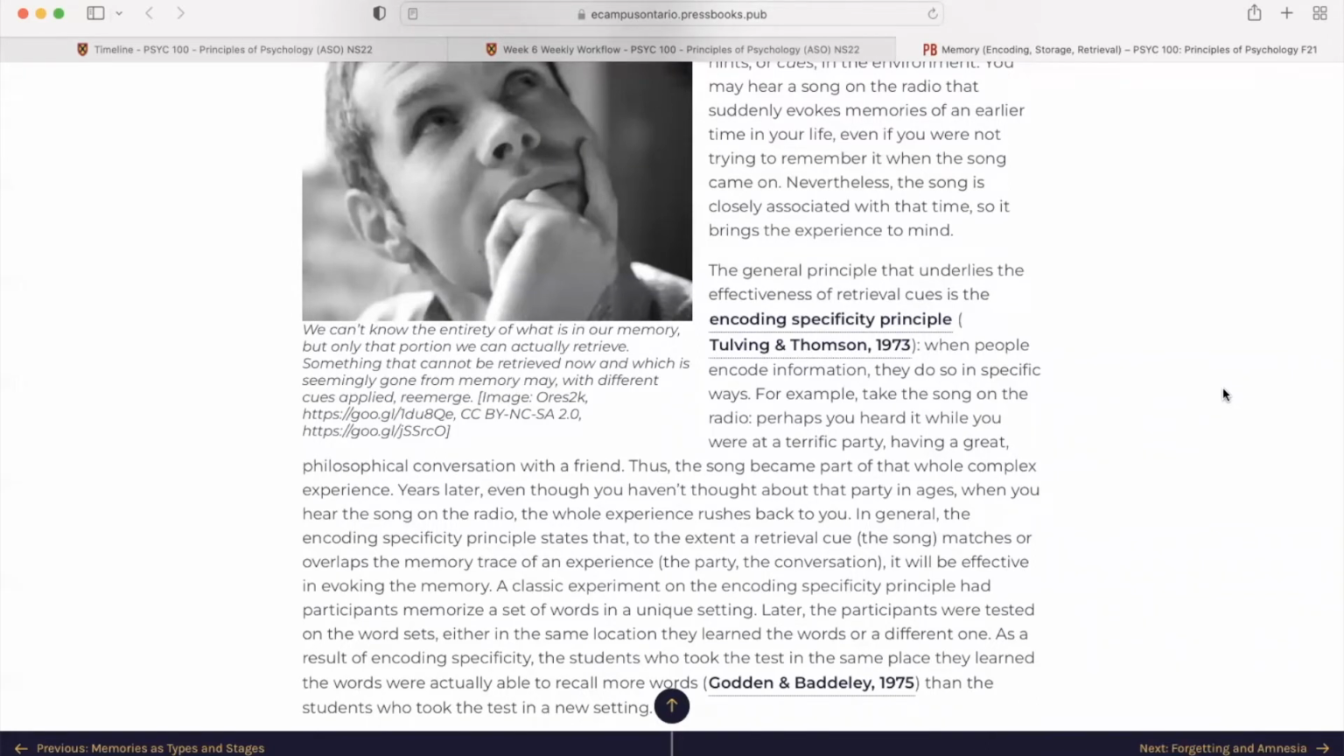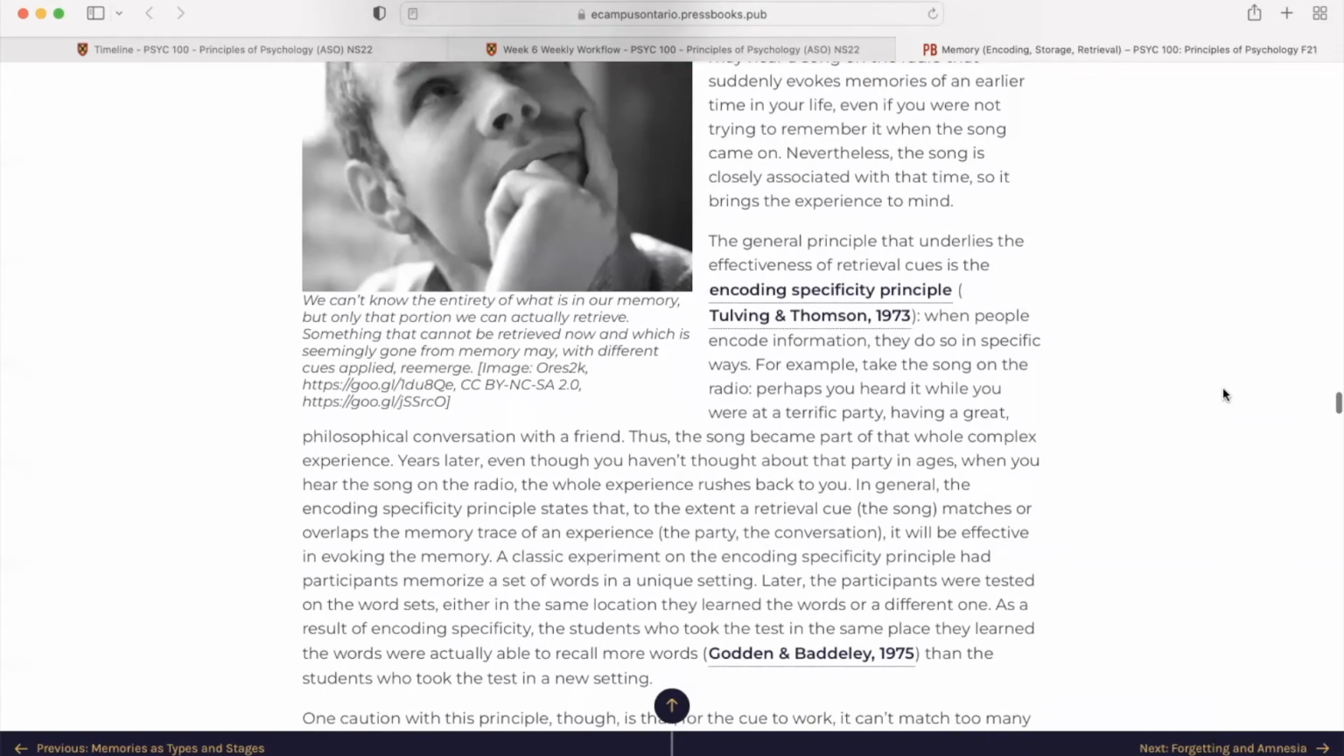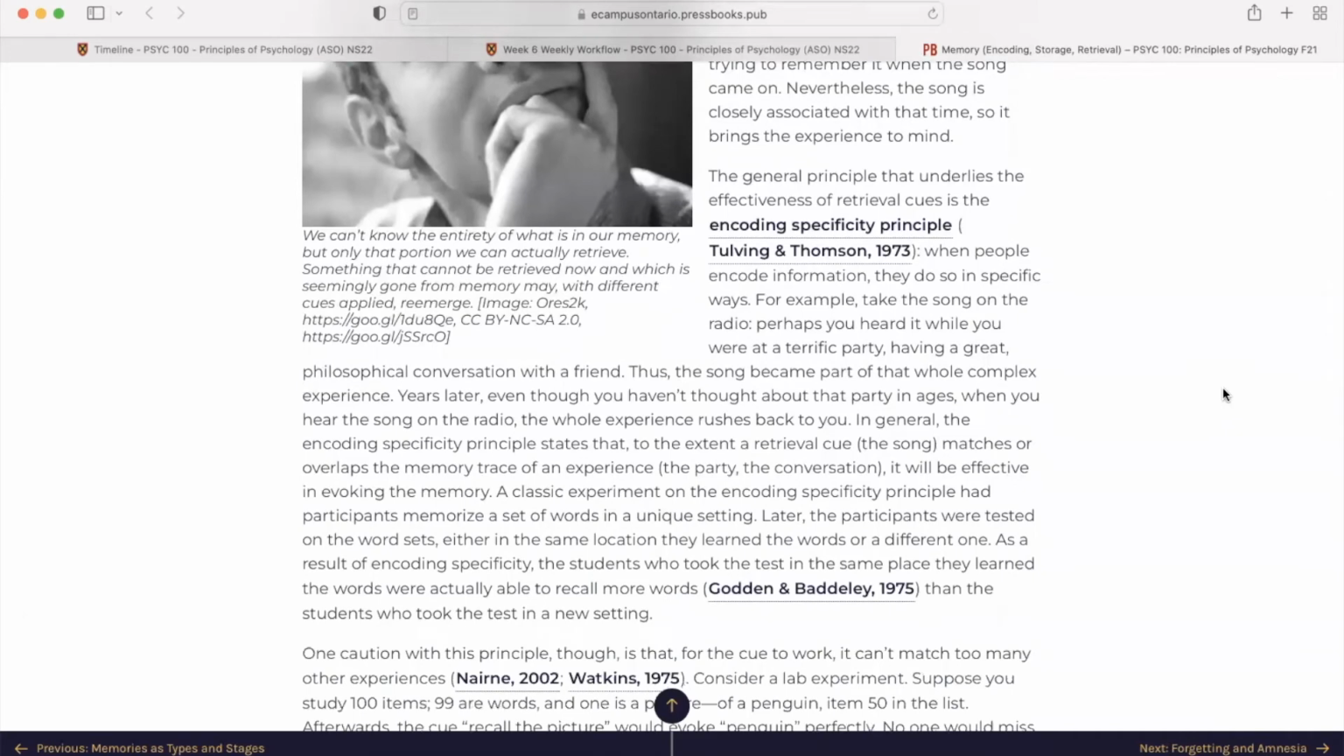Years later, even though you haven't thought about the party in ages, when you hear the song on the radio, the whole experience rushes back to you. In general, the encoding specificity principle states that to the extent a retrieval cue, the song, matches or overlaps the memory trace of an experience, the party, conversation, it will be effective in evoking the memory.